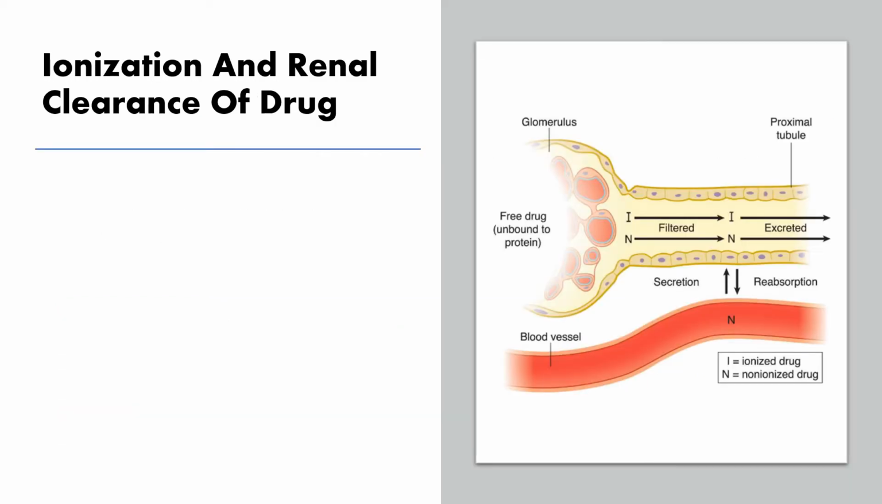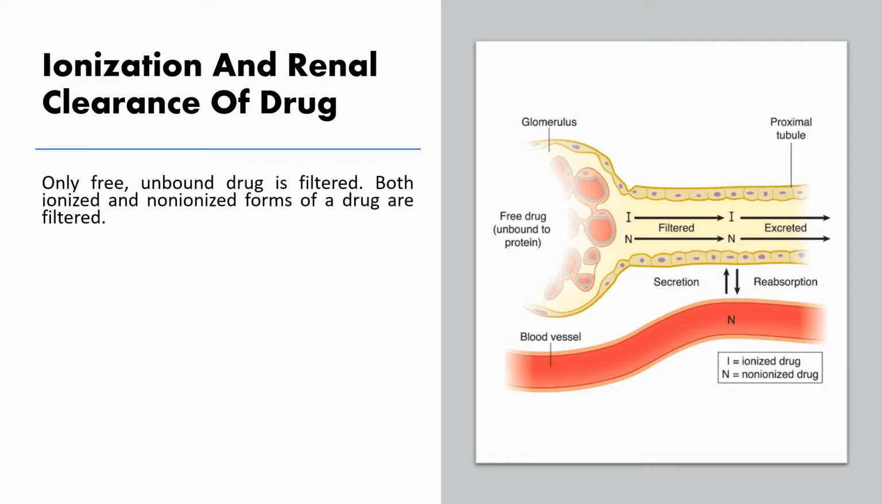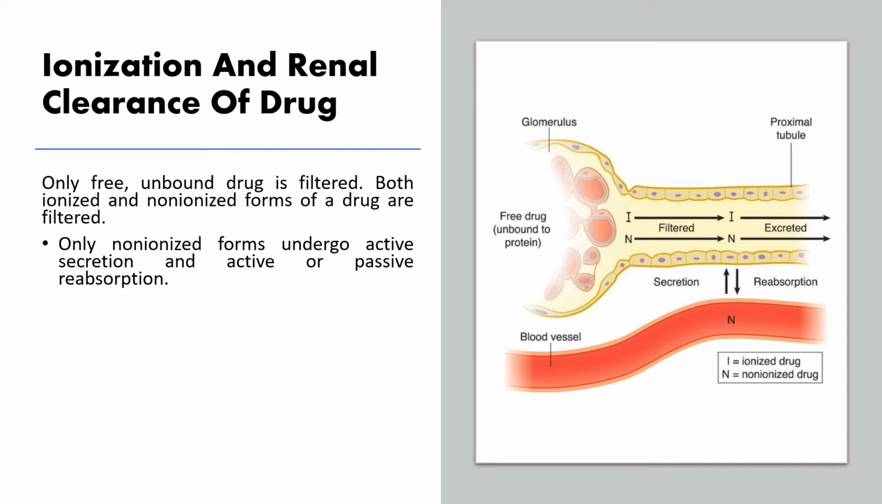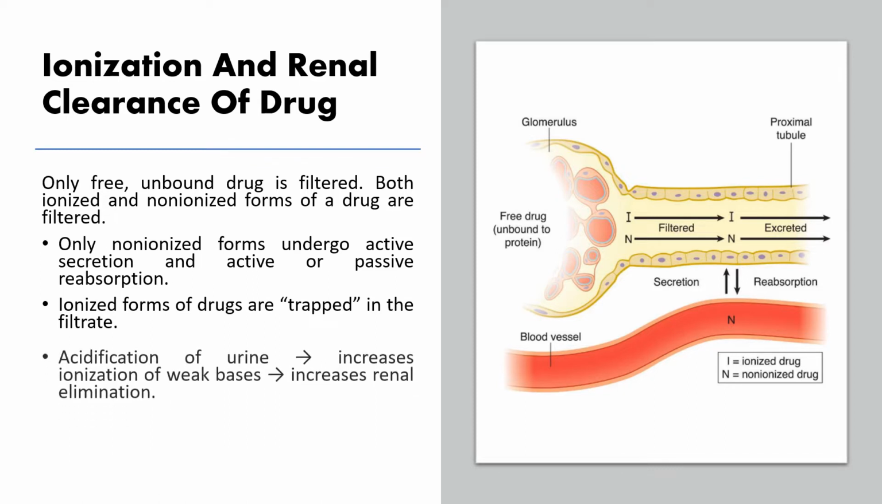Ionization and renal clearance of drug. Only free, unbound drug is filtered. Both ionized and non-ionized form of a drug are filtered in the renal clearance. Only non-ionized form undergoes active secretion and active or passive reabsorption. Ionized forms of drugs are trapped in the filtrate.